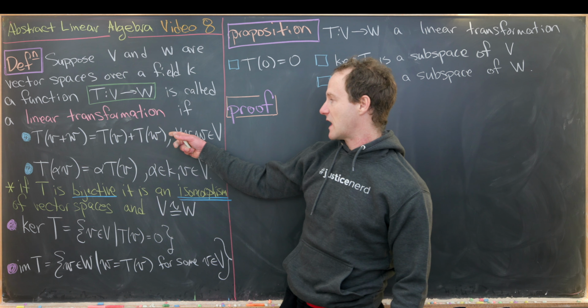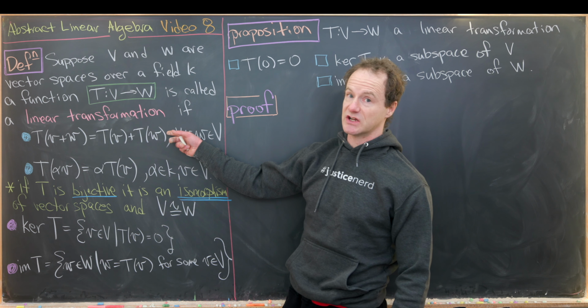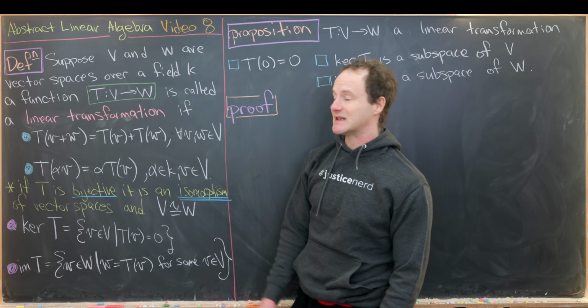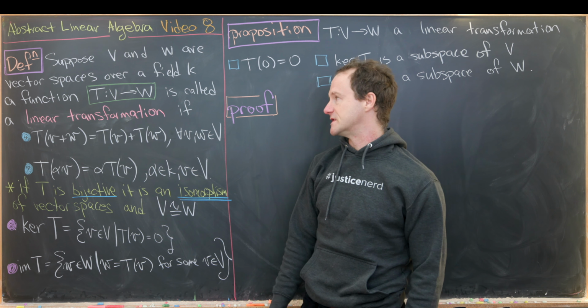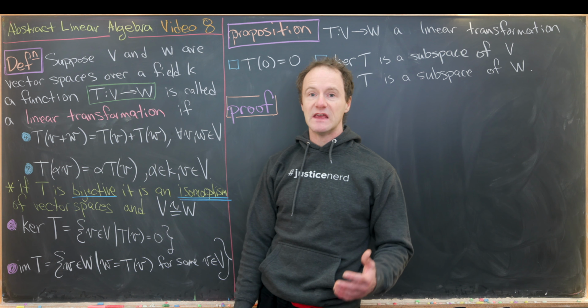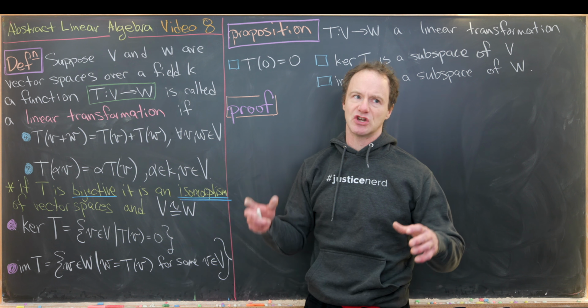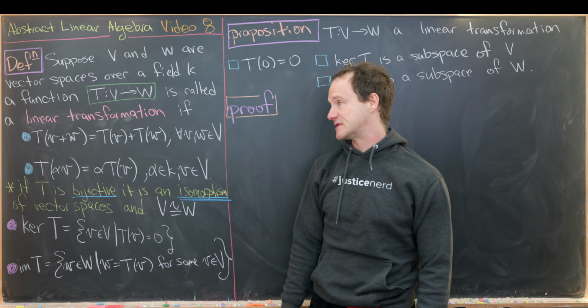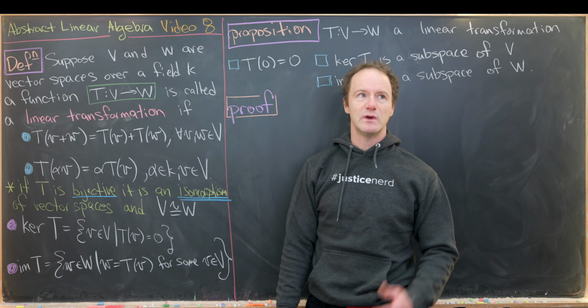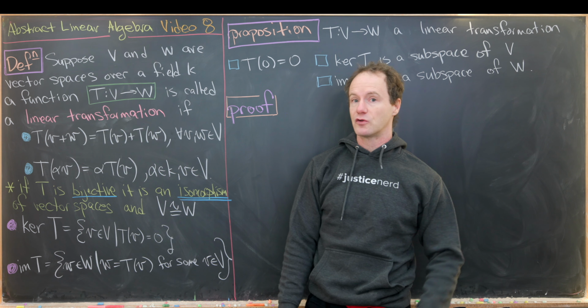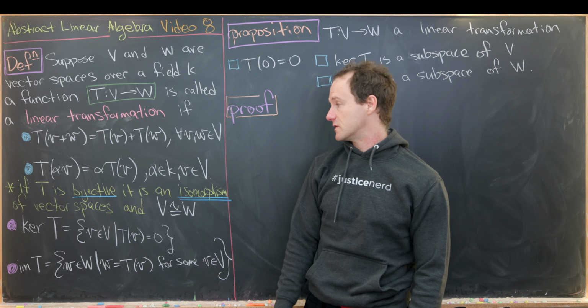Finally, I'd like to point out that this condition means that T is a group homomorphism if we view V and W as abelian groups with their addition operation and forget the fact that we have scalar multiplication. Again, we did a little bit with groups and group homomorphisms earlier in the videos.